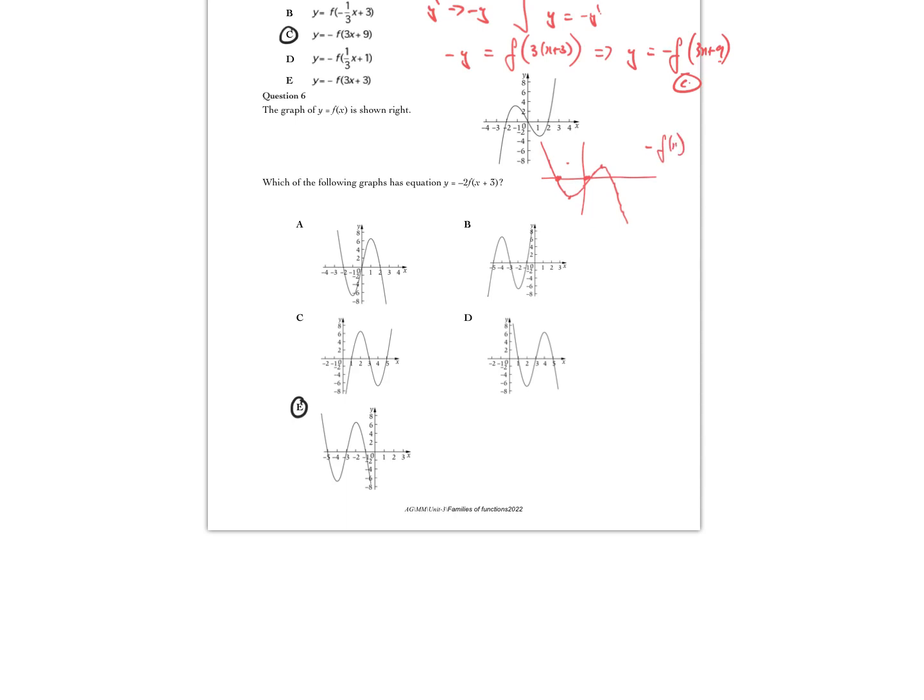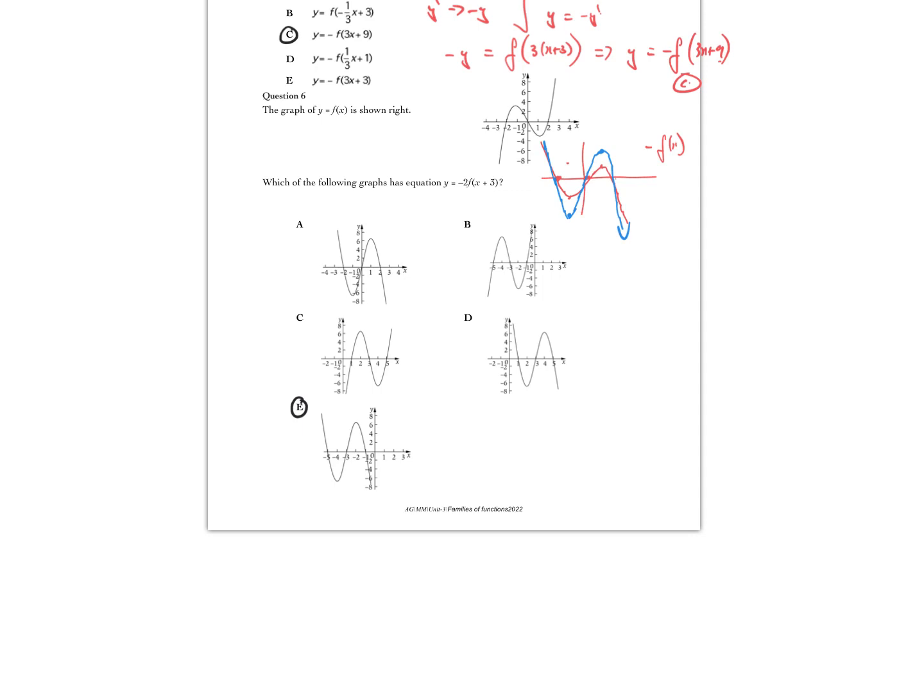Yeah. The 2 out the front multiplies all my y values by 2. So that's still at 0. That point here goes higher. This point here goes lower. Something like that. And plus 3 inside the function takes it 3 units to the left.